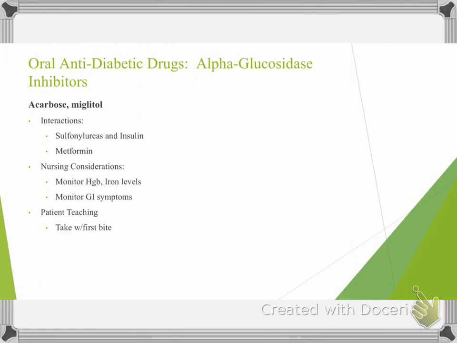Monitor GI symptoms. If it's intolerable to the patient, then they won't take it. So we need to make sure that they're able to tolerate the GI symptoms. Patient teaching: they need to take it with the first bite because it helps prevent the absorption and digestion of glucose, so it needs to be taken with meals, okay, to prevent that spike in glucose after eating.